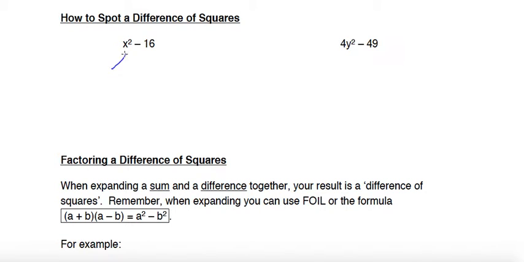So how do we know that an expression is a difference of squares? Well, we know that the first term is a perfect square. The root of x squared is x, so that's a perfect square. The root of 16 is 4. So 4 times 4 gives me 16. So that's a perfect square.